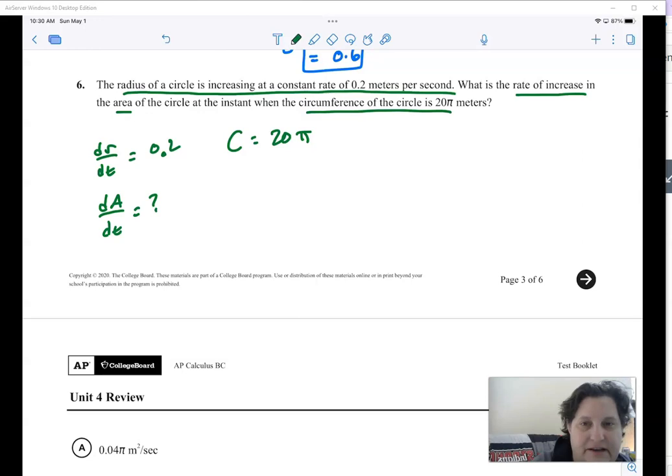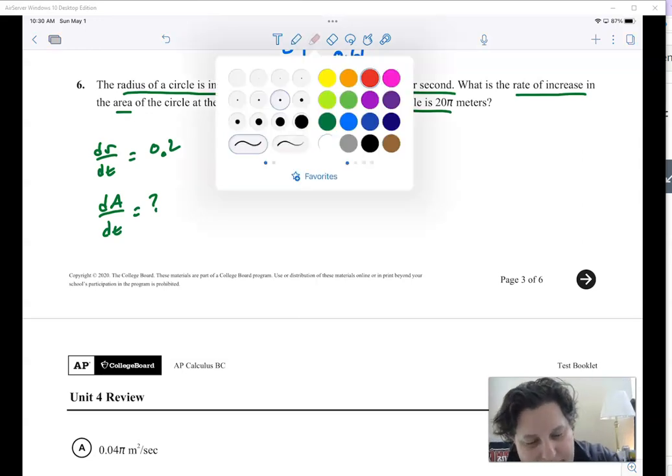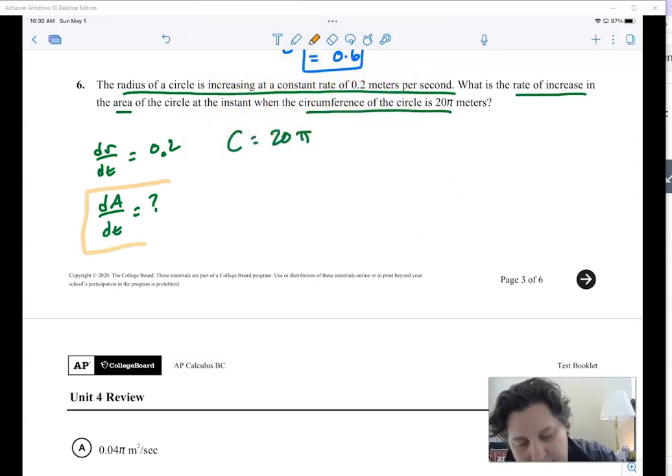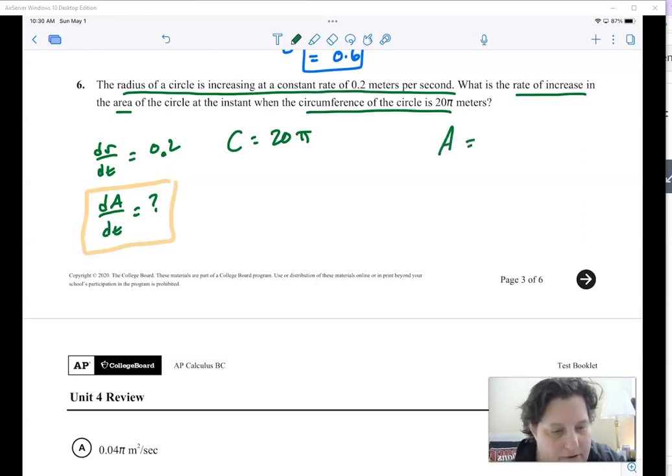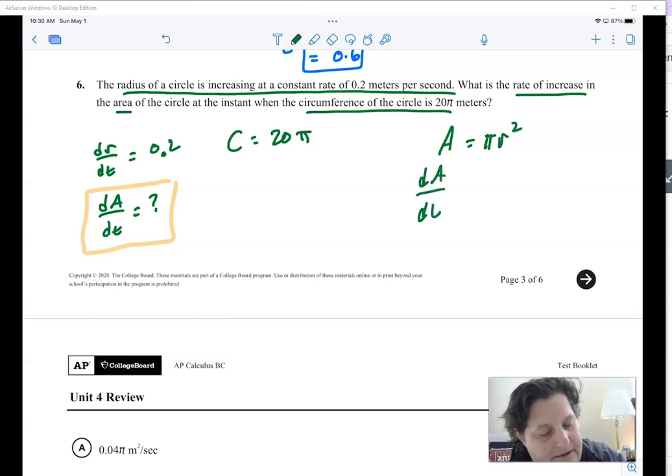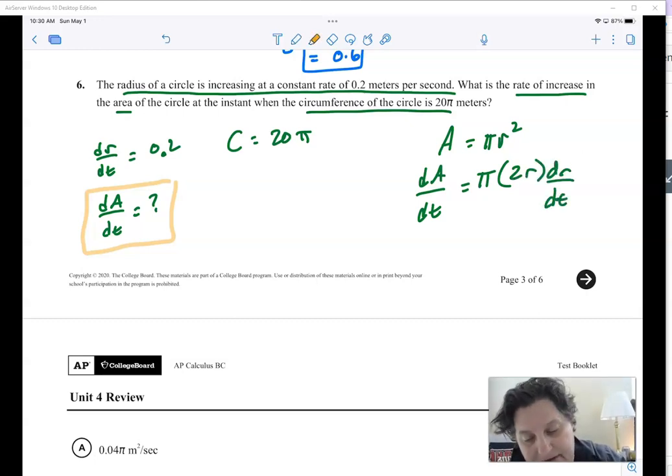Okay? This is interesting. There are a few different things going on here, but I'm looking for an area, so I should probably get an area formula, right? With the circle, we know the area is pi r squared. So dA/dt is pi times the derivative of r squared, which is 2r dr/dt.